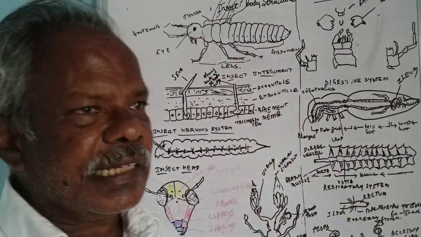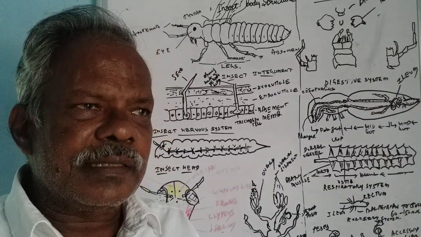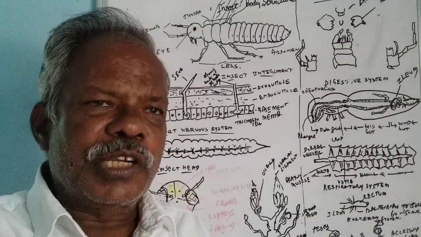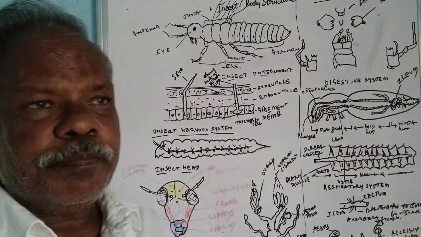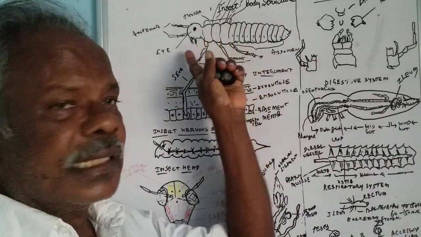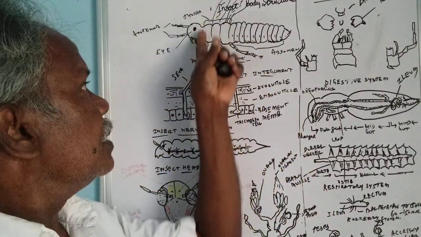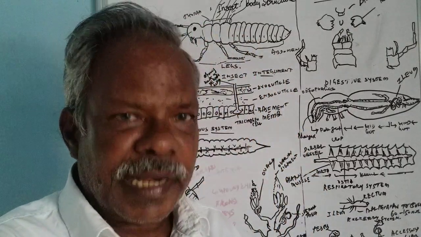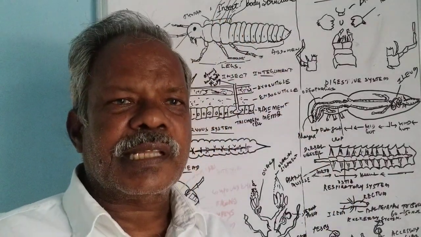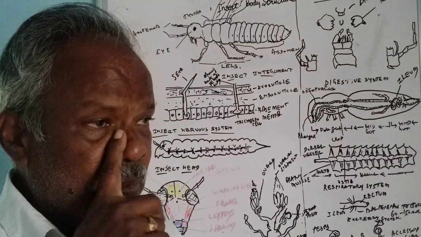First, as regards the head, it is a triangular head, and the mouth is turned towards the ventral side. Two antennae are there, eyes are there, and the mouth parts also protrude from the mouth. So that is with regard to the insect head. And with regard to the thorax, there are 3 segments: prothorax, mesothorax and metathorax.